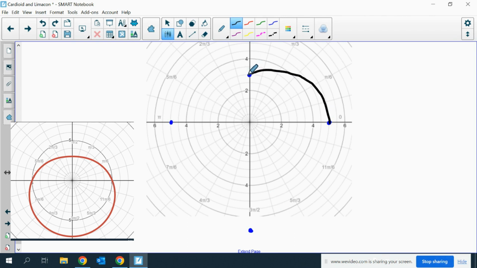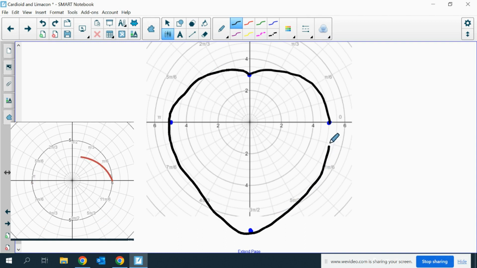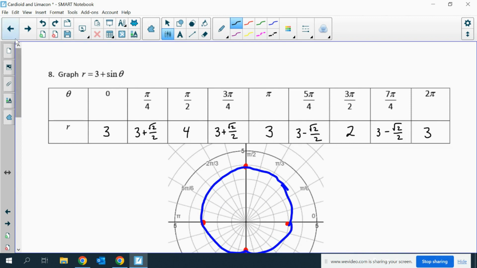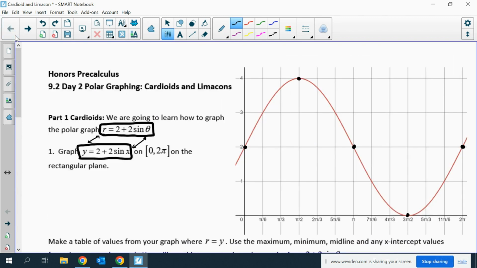So there's this little dimple, and then it should look circly. I'm not doing a very good job of making a circle, but that's how it looks. So once again, the period is 2 pi. Now let's go back and summarize things real fast.